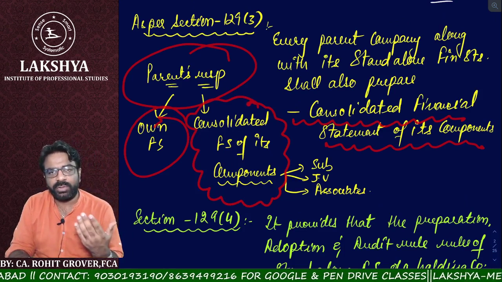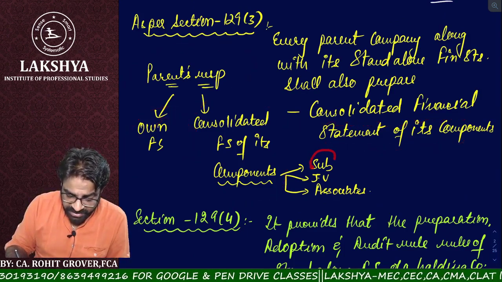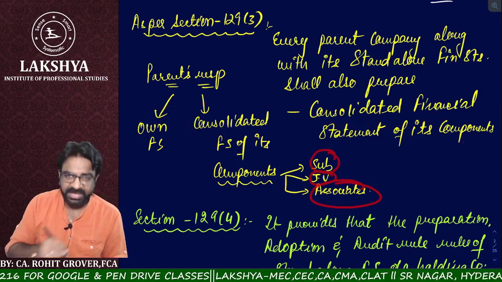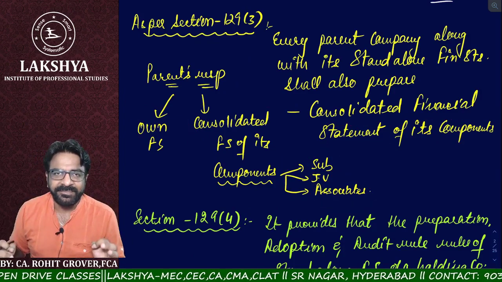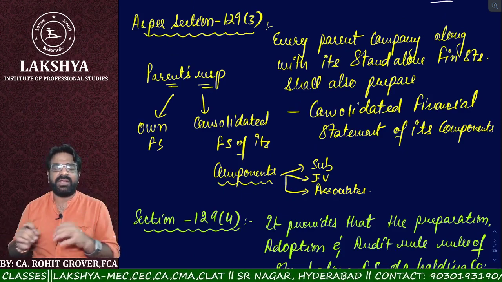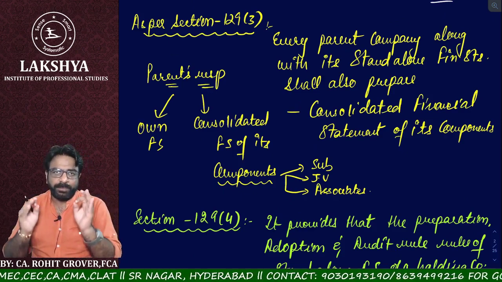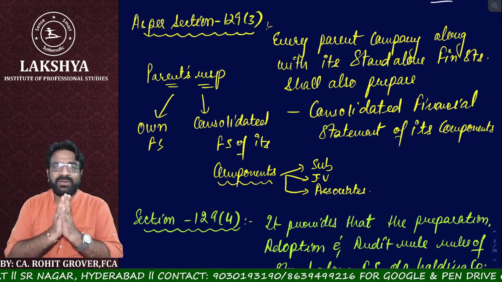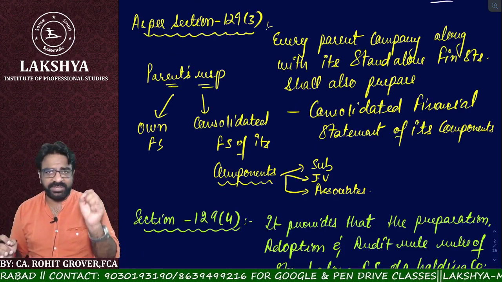And I already told you, when I talk about components here, components means subsidiary, joint venture, and associates. That is what is written in section number 129 subsection 3 in relation to the responsibility of a parent company to prepare the consolidated financial statements. I hope I made it very clear what section 129 subsection 3 is talking about.